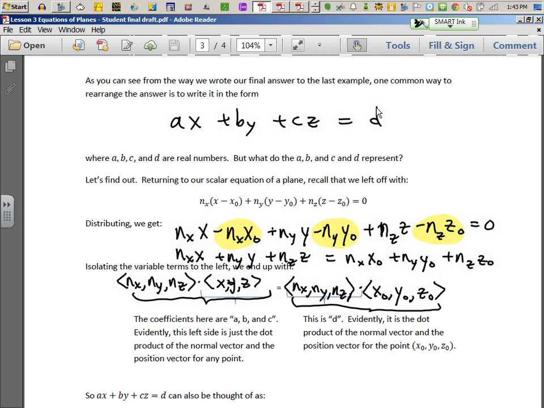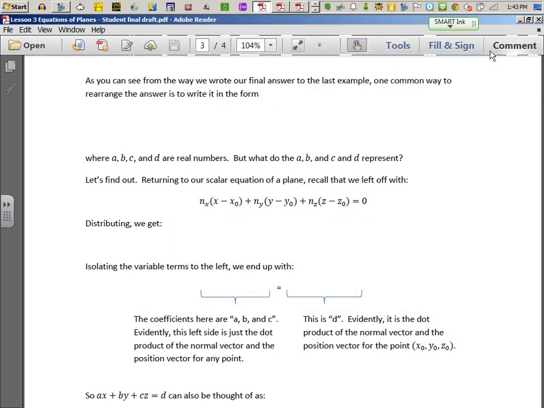So what does the left side actually mean? Well, evidently, it's the dot product of the flagpole and a generic xyz vector. And what does the D represent? Well, the D evidently represents the flagpole dotted with one specific point. So this is like vector n dotted with a random point, and vector n dotted with a specific point. Evidently that's what it means. We just sort of dissected it.